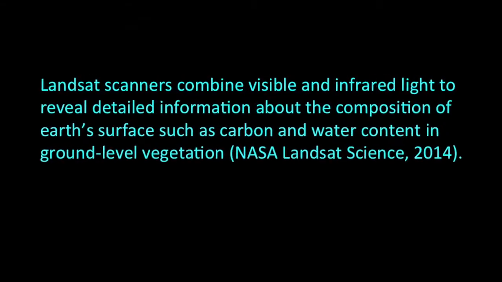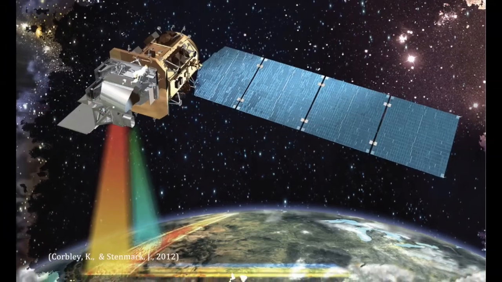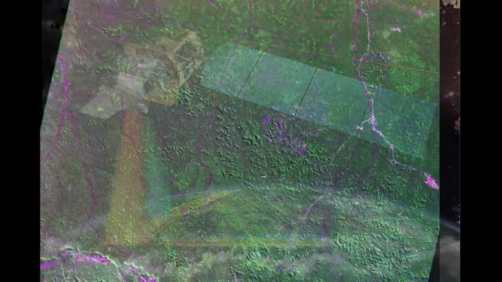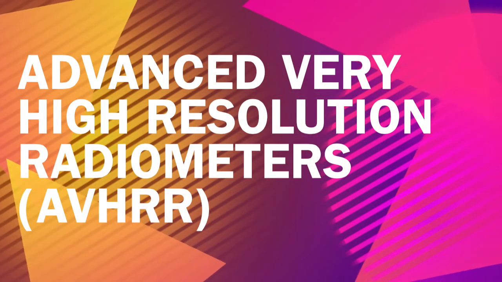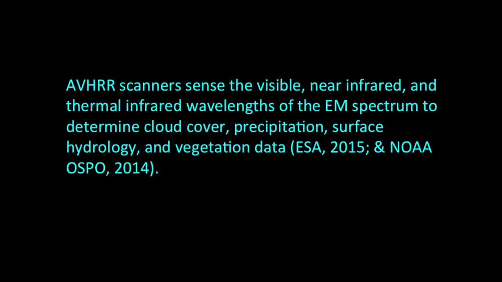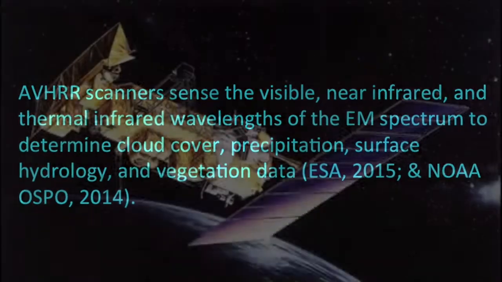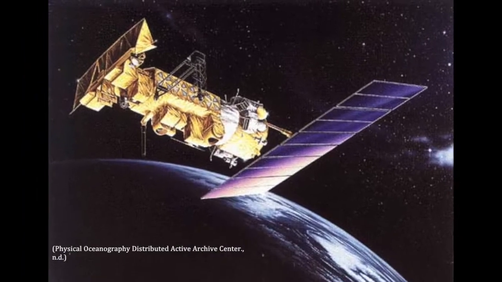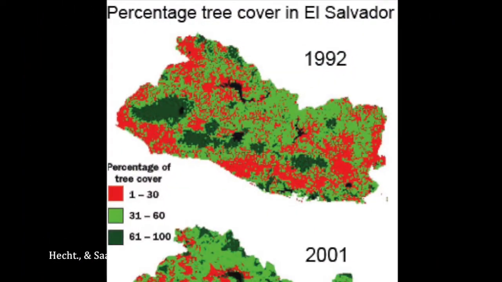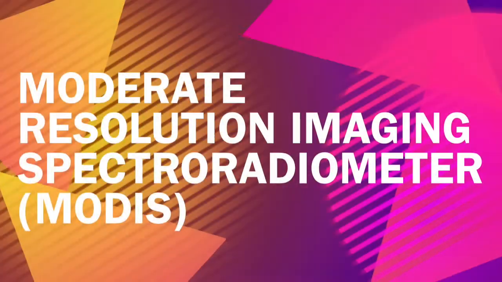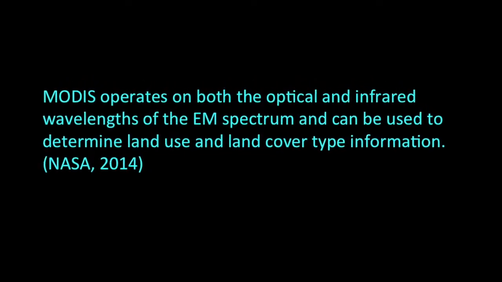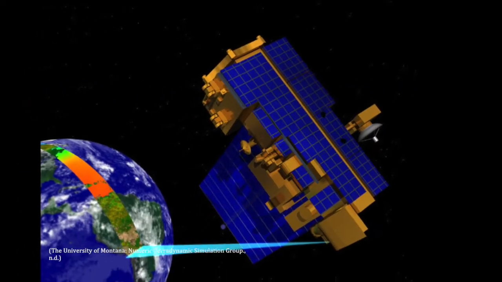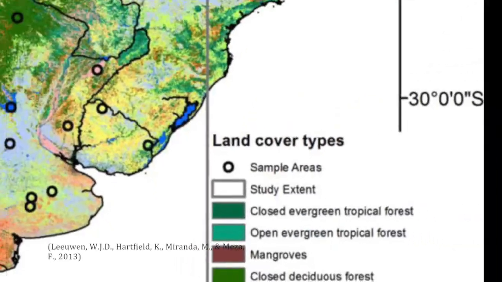Landsat scanners combine visible and infrared light to reveal detailed information about the composition of Earth's surface, such as carbon and water content in ground-level vegetation. Heavier scanners sense the visible, near-infrared, and thermal infrared wavelengths of the electromagnetic spectrum to determine cloud cover, precipitation, surface hydrology, and vegetation data. MODIS operates on both the optical and infrared wavelengths of the electromagnetic spectrum and can be used to determine land use and land cover type.